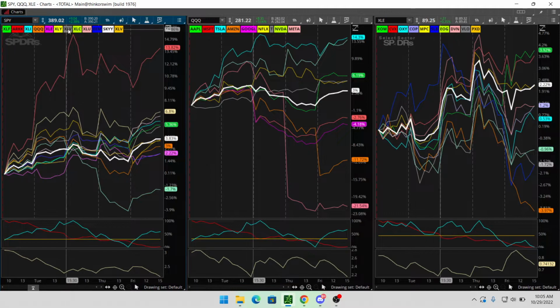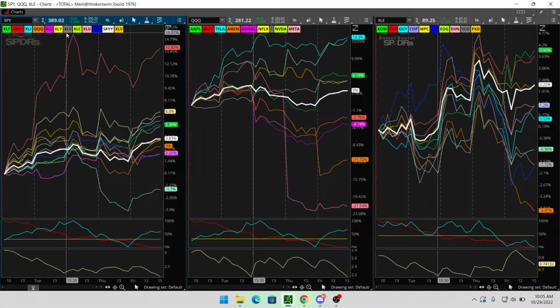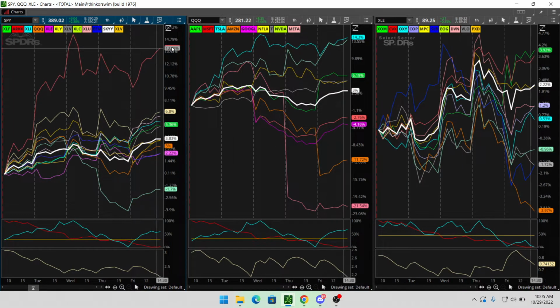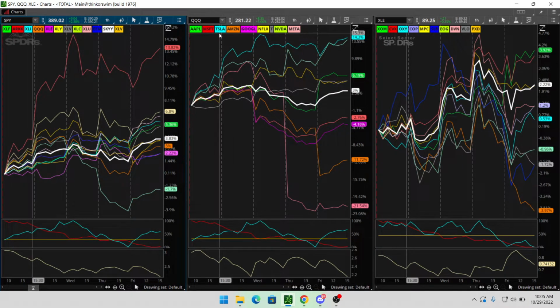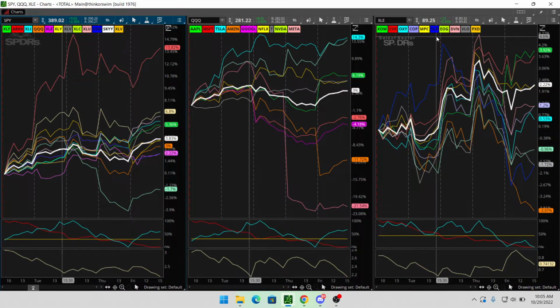It's a lot of the XLs, the QQQ I like to use for technology, but I'll be watching these ETFs on this chart. The reason why I don't use the SPY tickers here is because most of your top SPY contributors are also top QQQ contributors. So I'll keep an eye on those over here. And then, of course, we've got the XLE to the right.